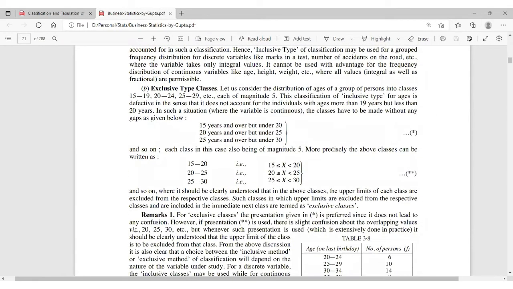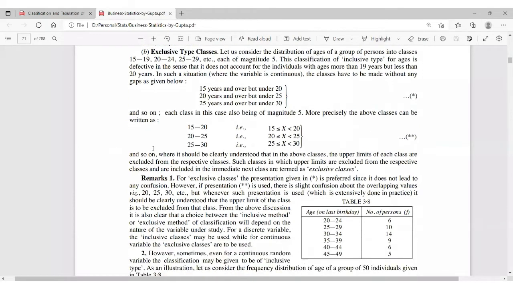We include these two. So this is called the inclusive type. Now comes the exclusive. What we have seen in the exclusive type, the interval is like this, 15 to 20. Then next one is 20 to 25. Next is 25 to 30, and so on. This is exclusive type, right? See, 20 comes 2 times. That means this is the upper limit of the first class and lower limit in second class.